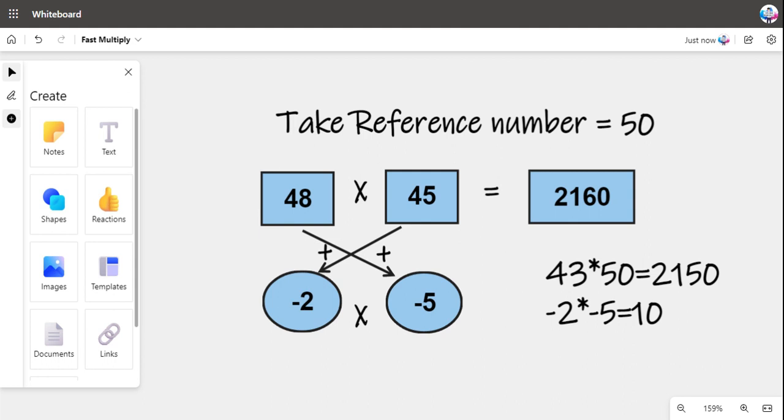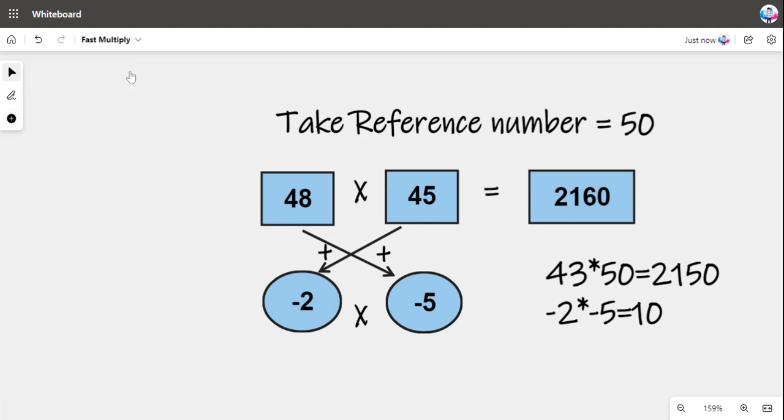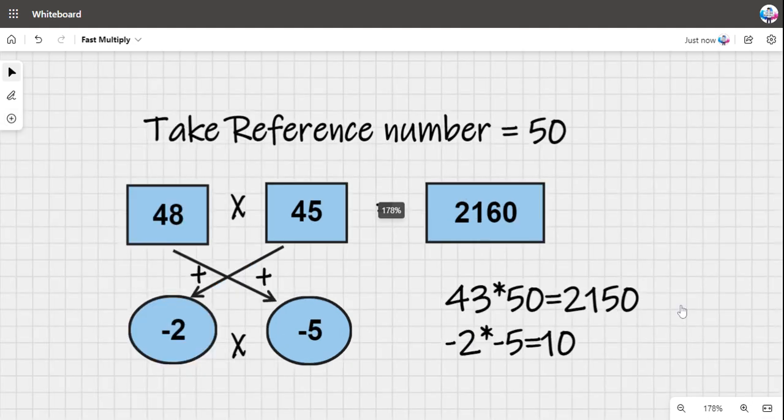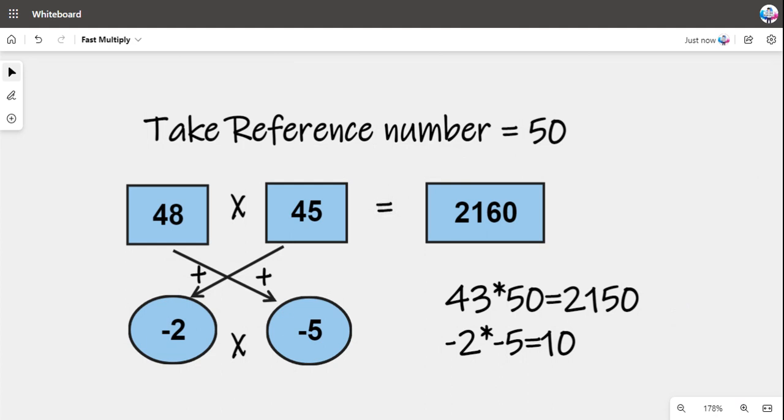See, before watching this video you may think that these numbers are too difficult to multiply. Oh, how can I do this without a calculator or any devices like that? But now you can do this by yourself without using those calculators or any devices. So now the reference numbers we have used are 10, 20, 30, 40, 50.